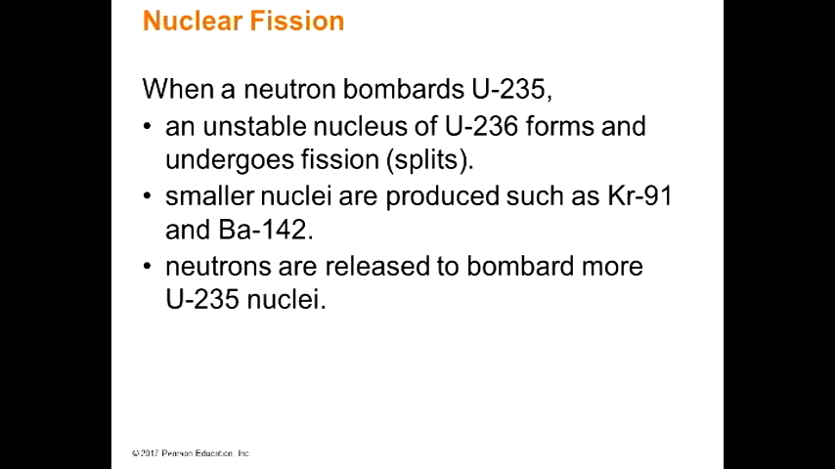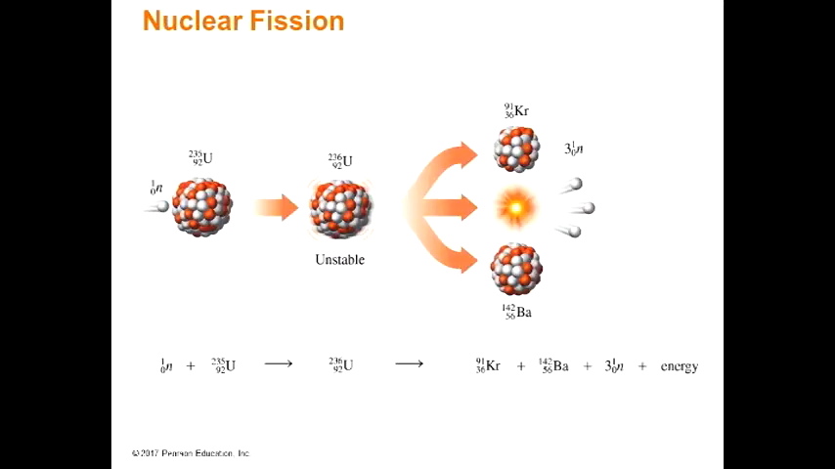When a neutron bombards uranium-235, an unstable uranium-236 is formed and undergoes fission. Small nuclei are produced, krypton-91 and barium-142, and the neutrons released bombard more uranium-235, and it goes on and on. It keeps going, looking for a stable place, and that's what this slide shows. Slide 50 in this presentation shows it here.